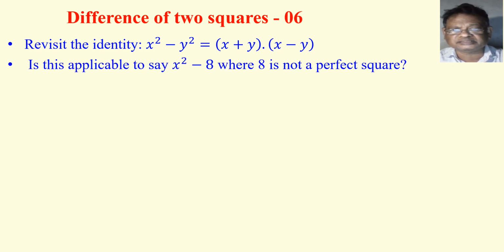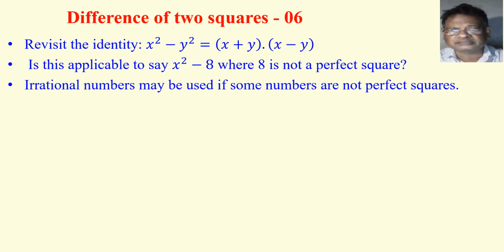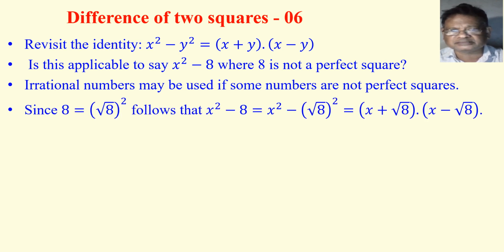Now, is this applicable to say x squared minus 8, where 8 is not a perfect square? Irrational numbers may be used if some numbers are not perfect squares. Since 8 is equal to square root of 8 squared, it follows that x squared minus 8 is equal to x squared minus square root of 8 squared, which is equal to x plus root 8 into x minus root 8.